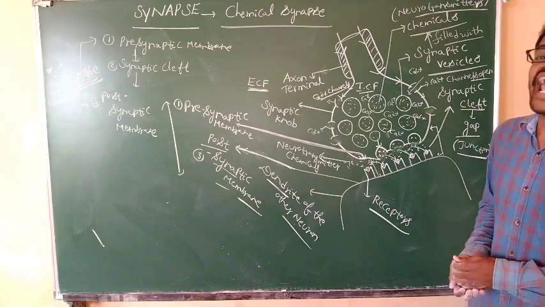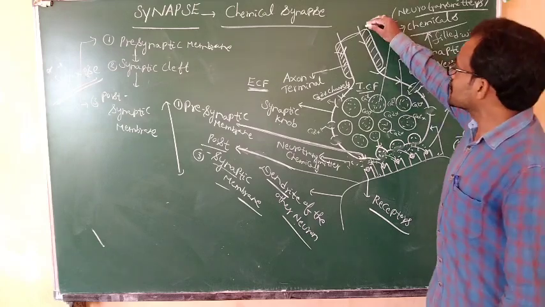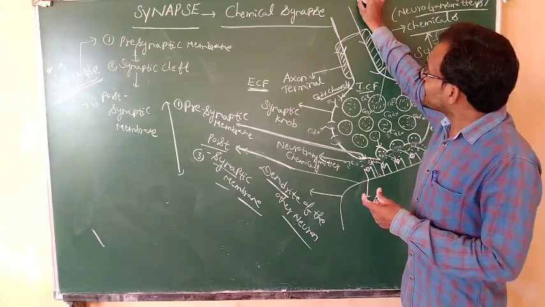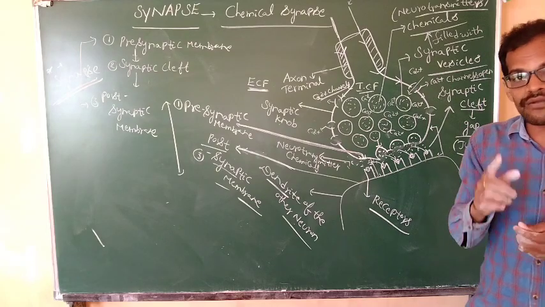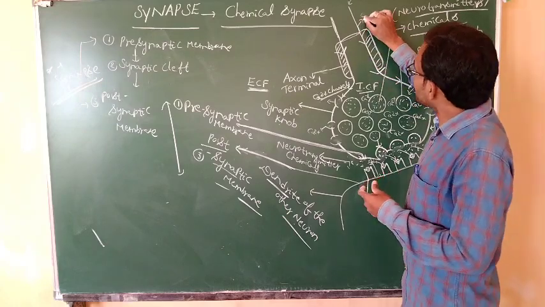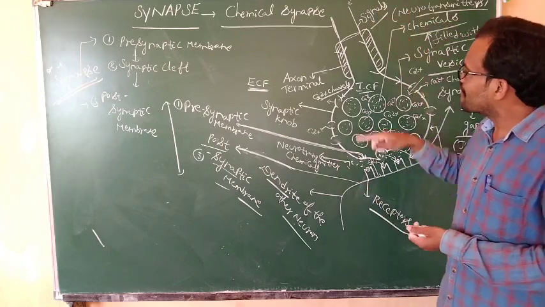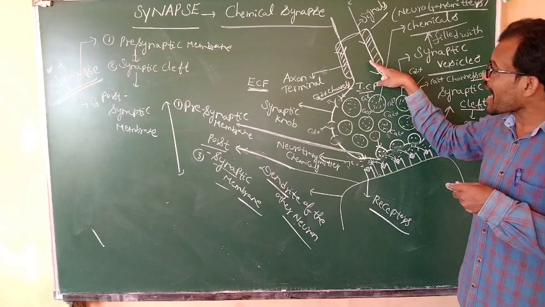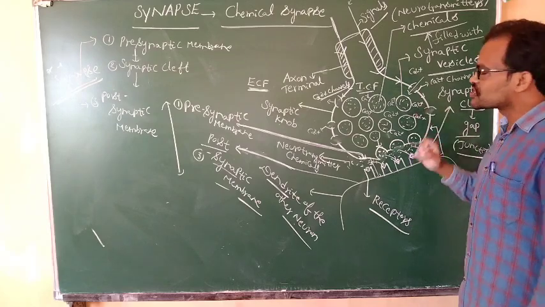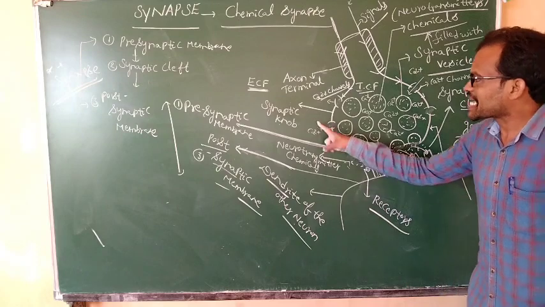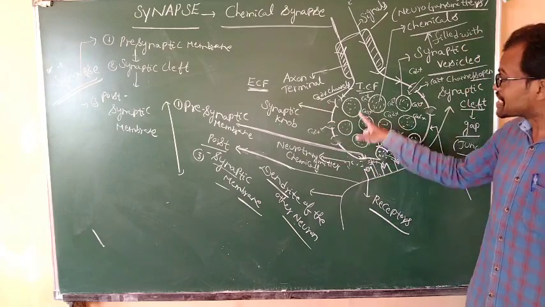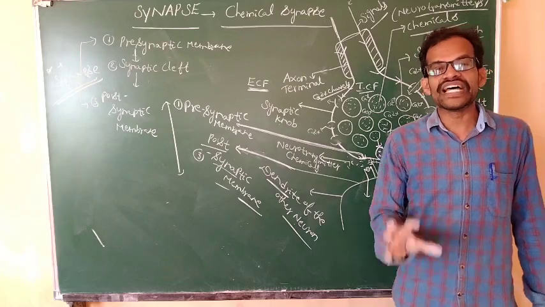Once the signals arrive, see here, this is the axon terminal. The signals are first received by the dendrites. The dendrites send them to the cell body and then to the axon. The signals arrive at the end of the axon terminal. Whenever the signals arrive at the axon terminal, the calcium channels open. The calcium ions move from the outside to the inside of the nerve cell. Whenever the calcium ions move inside the cell, this synaptic knob is filled with synaptic vesicles.